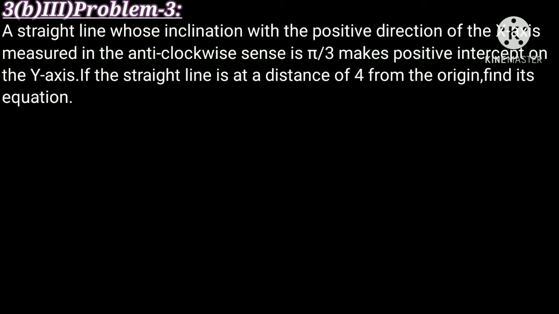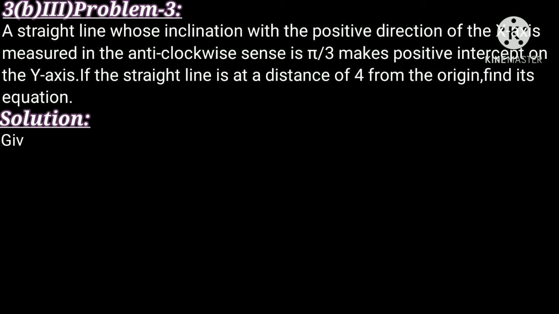In this problem, we are given the angle theta, and the distance from the origin to the line is 4. That means the perpendicular distance of the required straight line from the origin is 4, and the required line makes a positive intercept on the y-axis. Now we will solve the problem.